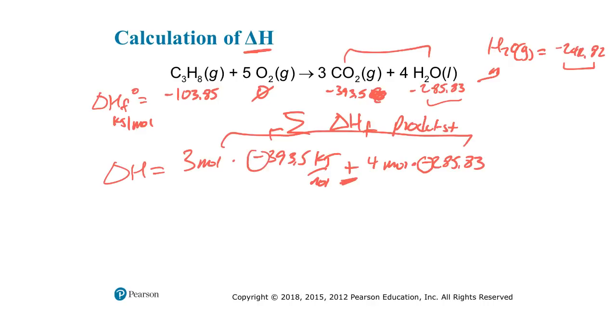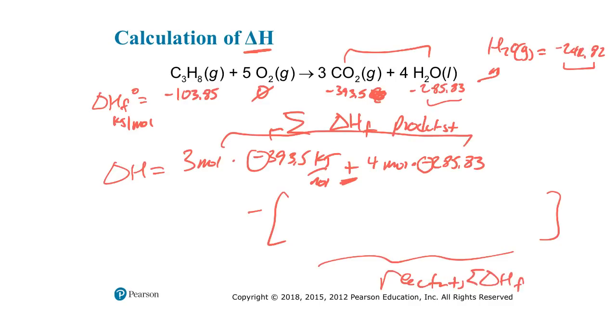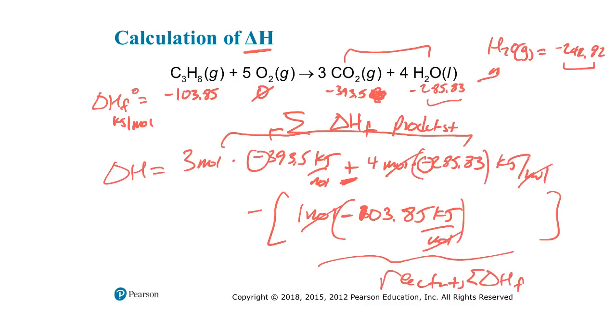Pay attention to the minus signs. Just do 3 times minus 393.5 plus 4 times minus 285.83, and then subtract the reactants' enthalpies, and you just sum up the delta HFs of those. And here, this is just going to be the 1 mole times the minus 103.85 kJ per mole. Now the moles are all canceling out. Just wanted to show that. So the moles are all canceling, so that we're left with just an energy, or delta H, in units of kJ.